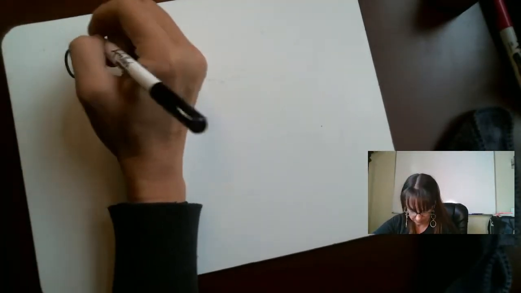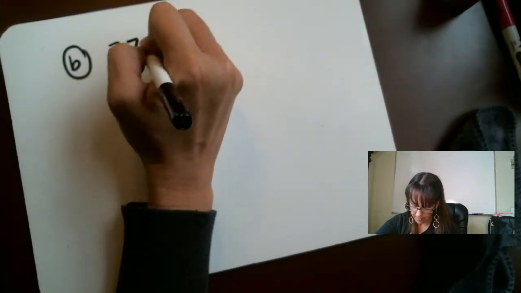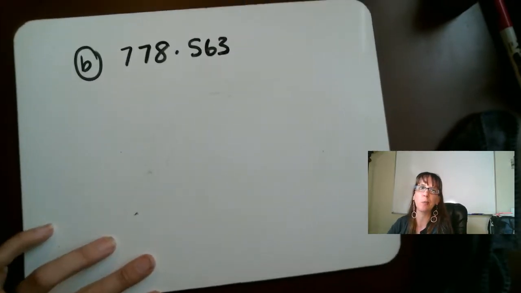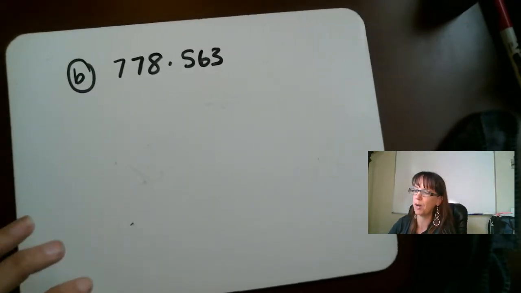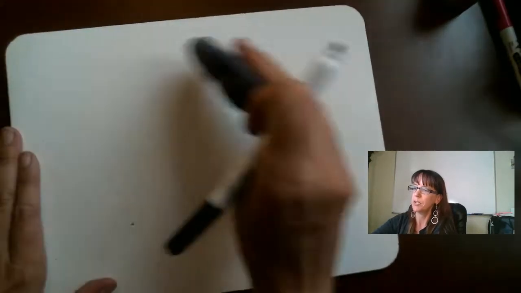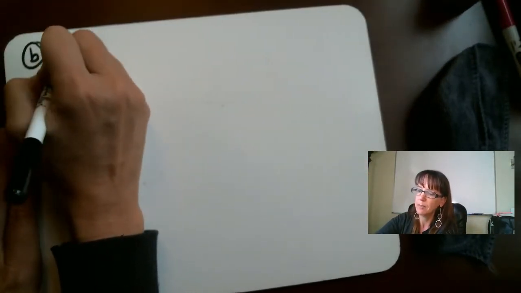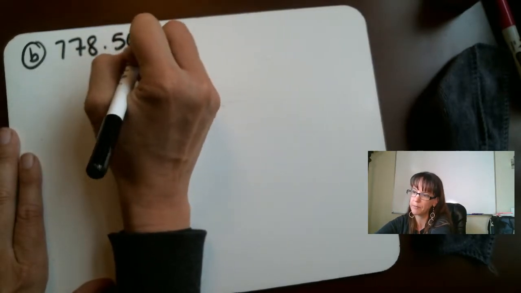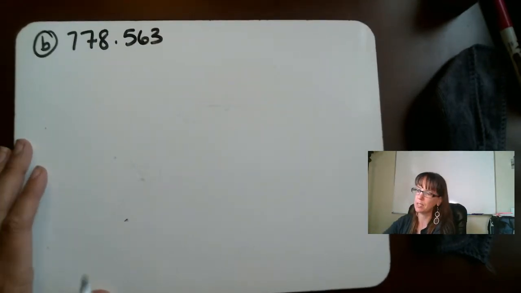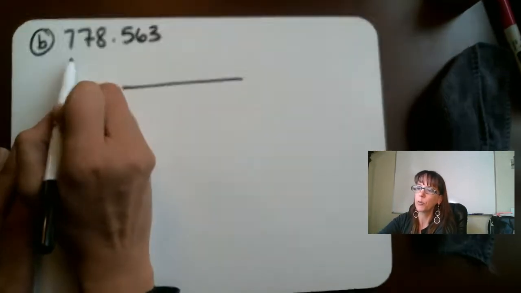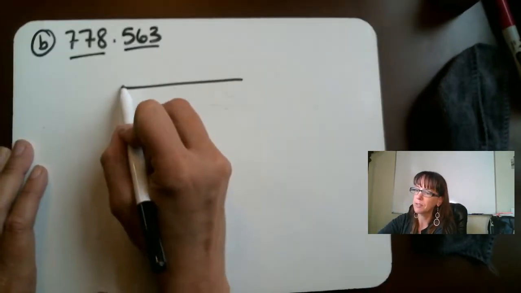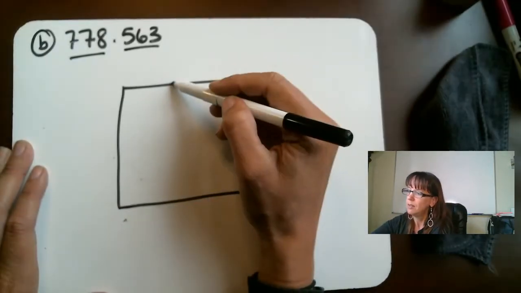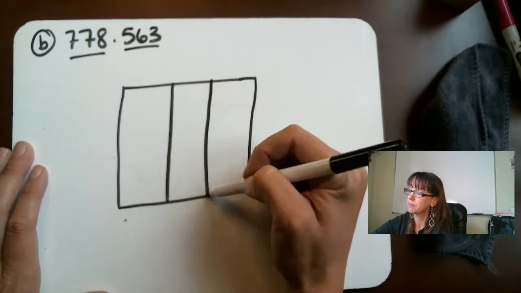We have 778 times 563. Go ahead and pause that and do that problem. All right, I'm actually going to write it a little bit higher. 778 times 563. Now, this is a big one, so I'm going to do the box method, okay? It's a 3 by 3 here, so we're going to do a 3 by 3. Just like a tic-tac-toe board, isn't it?